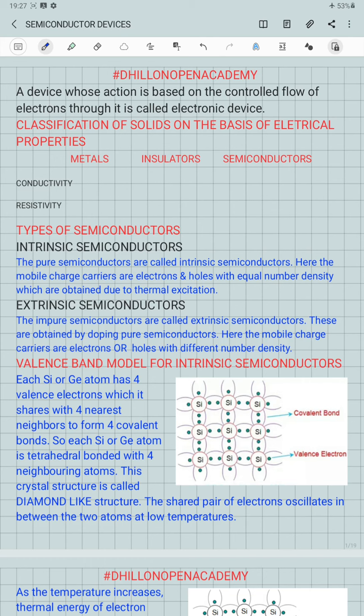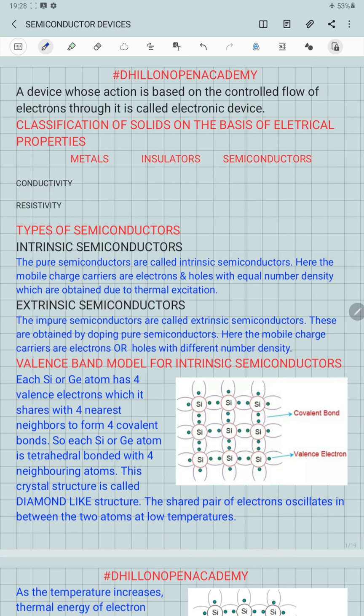A device whose action is based upon the controlled flow of electrons through it is called an electronic device. So, if we are able to control the flow of electrons, that is, if we can control the flow of electric current through a device, then the device is called an electronic device.